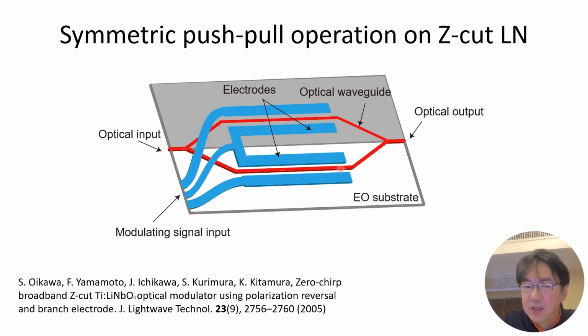So if we use just a simple Z-cut device, we get the plus phase shift and the plus phase shift. That means there is no interference. But in that case, the upper part is domain flipped. So we can get, for example, minus the optical phase shift here and the plus phase shift here. So we can get symmetric push-pull operation. Here's another option. If you're interested in the detail, you can check the journal paper here.